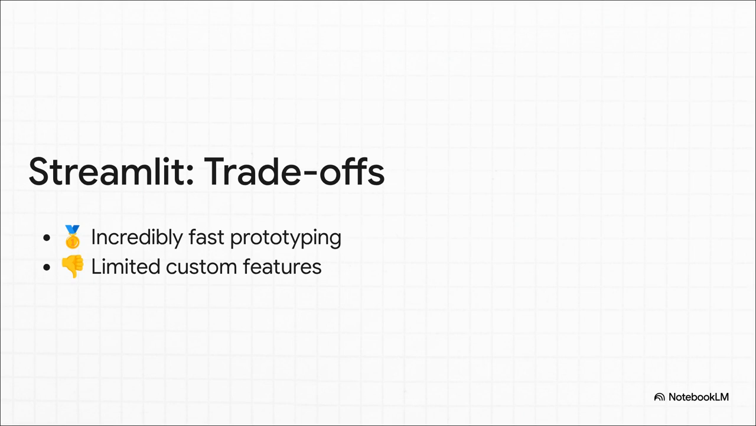And that really gets to the heart of what Streamlit is all about. It is ridiculously fast for getting a prototype up and running. I mean, you can have something working in minutes. But that simplicity is also its biggest weakness. Because it handles so much for you, you give up a lot of control over custom features and unique layouts.